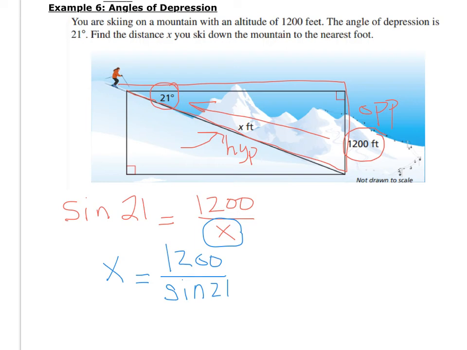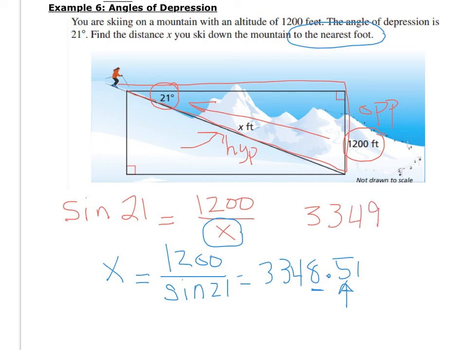And what I end up getting is 3,348.51. Well, notice the directions. It doesn't say round to the nearest inch or the nearest tenth. It says round to the nearest foot. So this 8 is the nearest foot. Is that number right here big enough to round it up? Yes, it is. So my real answer is 3,349 feet. So it's going to be that long of a distance for me to ski down the mountain.